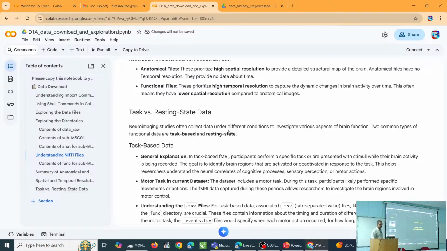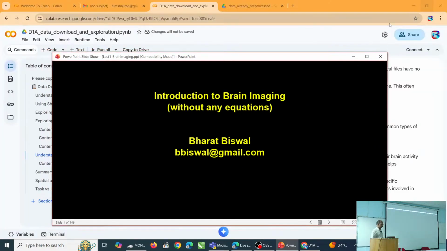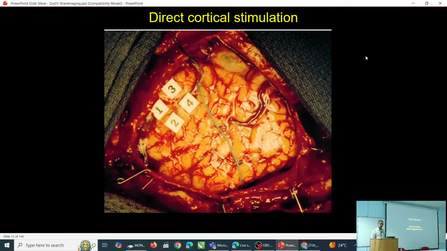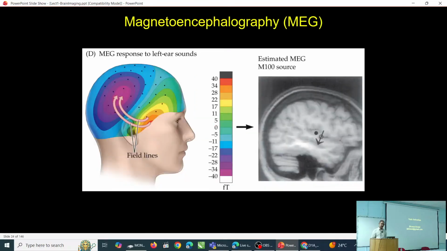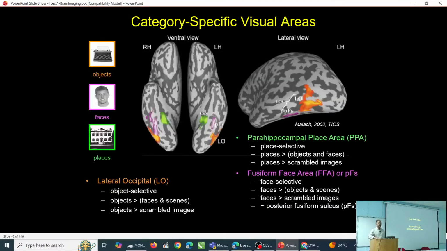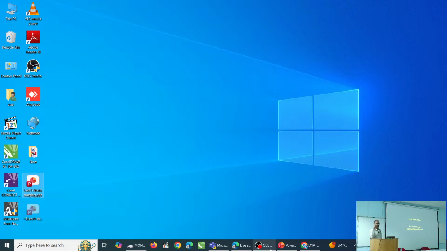All right, so today, in the first 2 hours, I'm going to cover task activation again. And as I had mentioned yesterday, in task activation, what we are doing is looking for changes in signal intensity pertaining to the task, right?